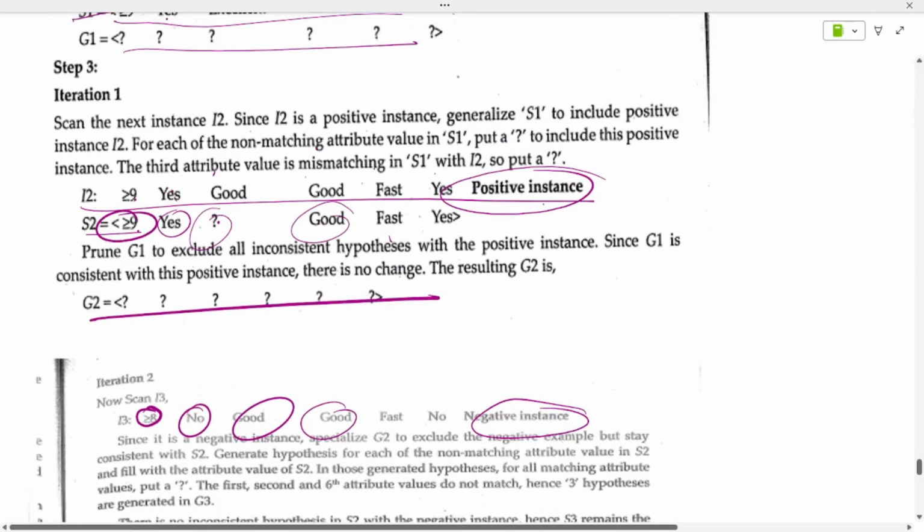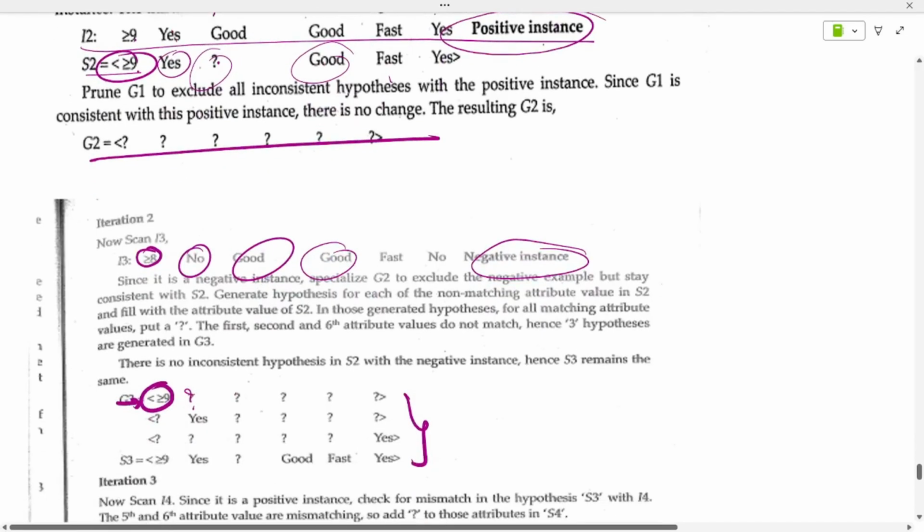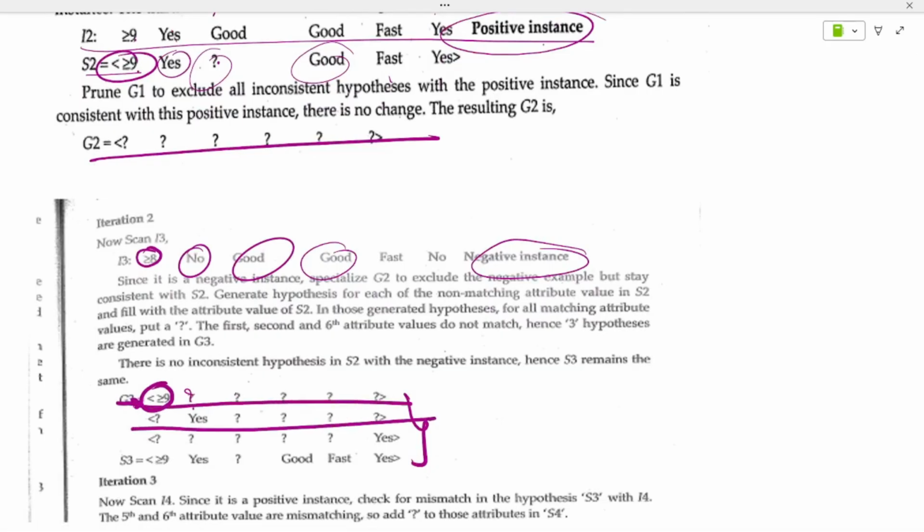Sorry, here it is missed, okay. Yeah, see, this is nothing but they have given only for this CGPA, and this is for yes. Okay, this is yes and no is there, so question mark, and next is good and good is there, so good, and fast and fast is there, so fast, and yes is there and no is there, you will consider the positive one, so it is yes.